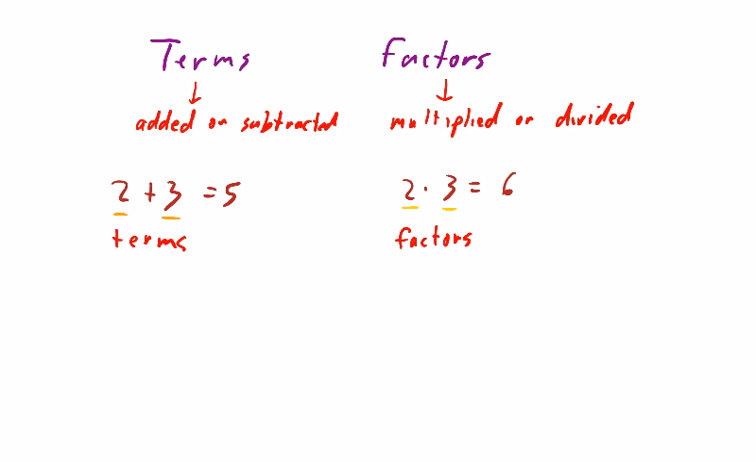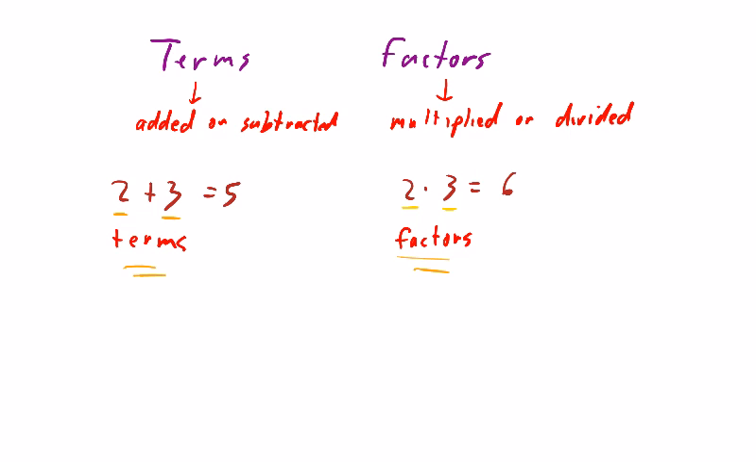The two terms in the first equation would be added together to give us a sum of 5. The two factors in the second equation get multiplied to give us a product of 6. Now let's look at a couple of other quick examples.